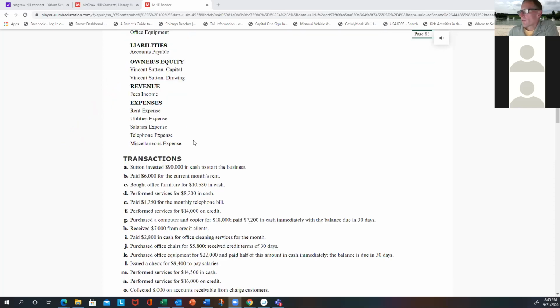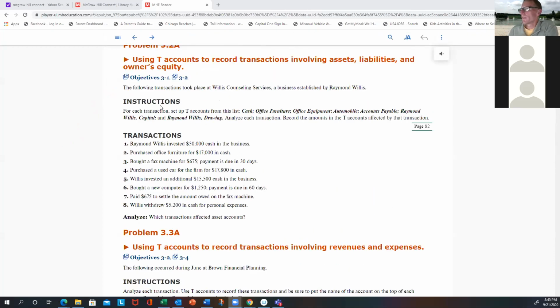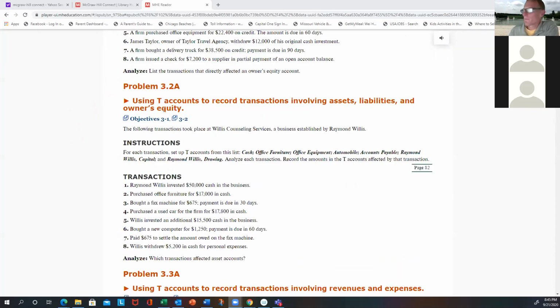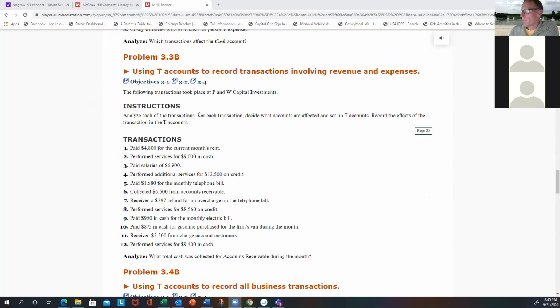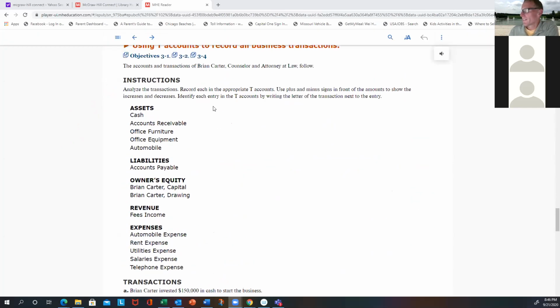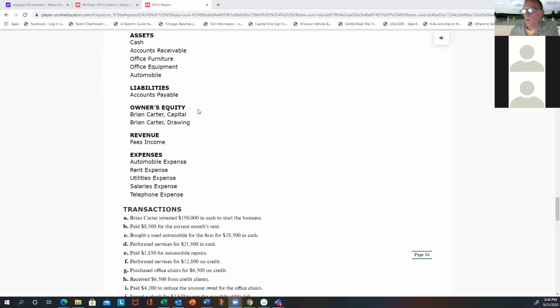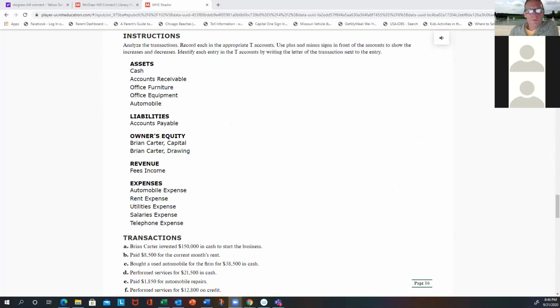All right, so if you go to this, you'll notice this one again. I think I meant to pull up problem B. It's the same problem. I don't know why I said problem 3.4. That's the exact same problem that I just did for you in the Connect homework, by the way. But notice, it's the same thing.